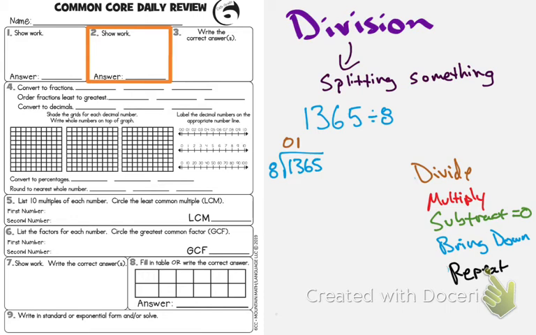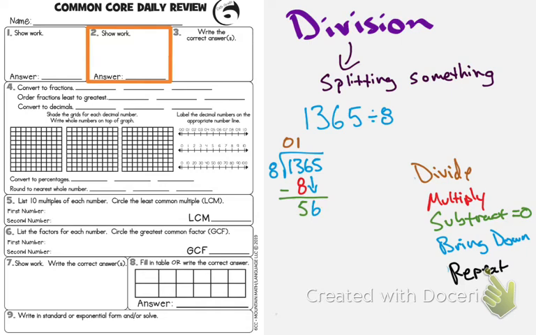Now my next step was to multiply. 8 times 1 would give me 8. Then I subtract. 13 minus 8 equals 5. And then I need to bring down my next number. So I'm looking in my problem. I've already dealt with the 1 and the 3. Now I'm bringing down the next number, which is a 6. I'm going to end up with 56 there.